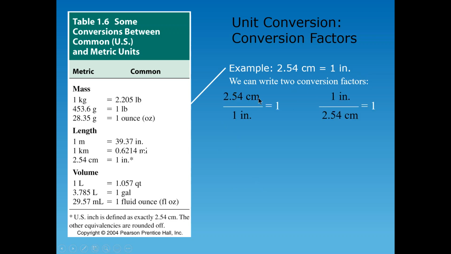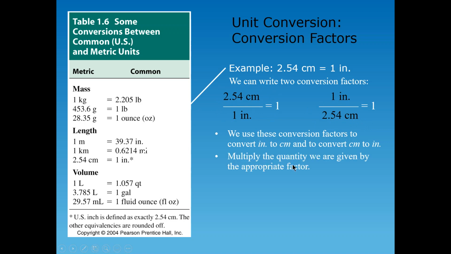You can have 2.54 centimeters divided by 1 inch, or you can have 1 inch divided by 2.54 centimeters, right? And when you divide one by the other, that would be equal to 1, all right, in each case. So if you want to convert from inches to centimeters or from centimeters to inches, you can use either one of these conversion factors. In fact, you would use this one if you want to convert from inches to centimeters, and you would use this one if you want to convert from centimeters to inches, right? So basically what we do is that we multiply the quantity that we're trying to convert from by either this conversion factor or this one, and then we get the answer, all right?